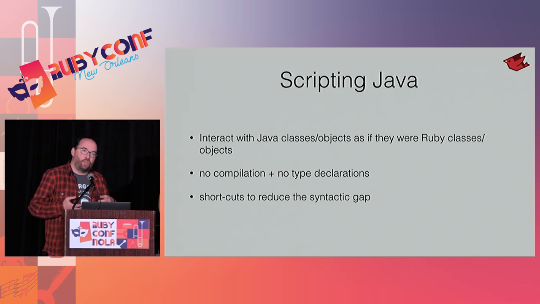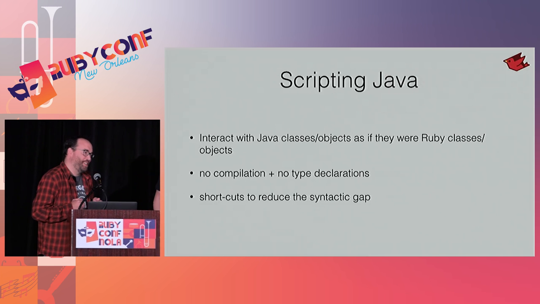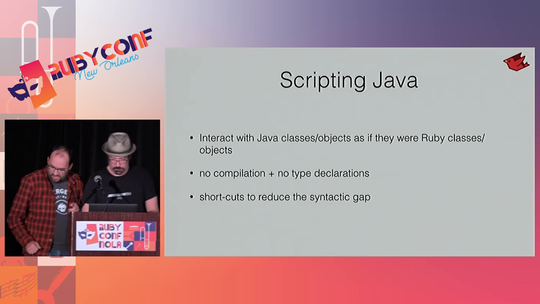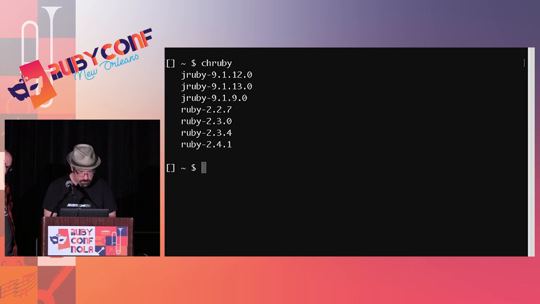And I said you could go and pull in a Java type and access it as if it was a Ruby class. So I'm going to turn things over to Charlie to demonstrate. Let's see if we can do a quick little demo here.